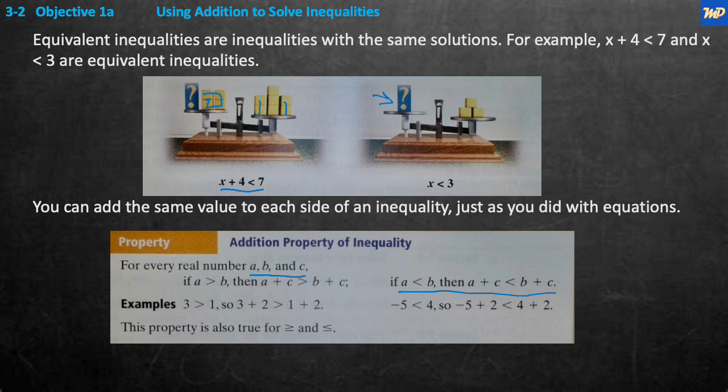And then they give an example. Example, 3 is greater than 1, so 3 plus 2 is greater than 1 plus 2. So 3 is greater than 1, then 3 plus 2 was 5. Is that greater than 3? Yes. Okay, and the same difference. 3 to 1 is a 2 difference. The difference was the change in the 2. How about for the opposite case, less than? Negative 5 is less than 4. So negative 5 plus 2, which is negative 3, is less than 4 plus 2, which is 6. Still less than. It's equivalent.